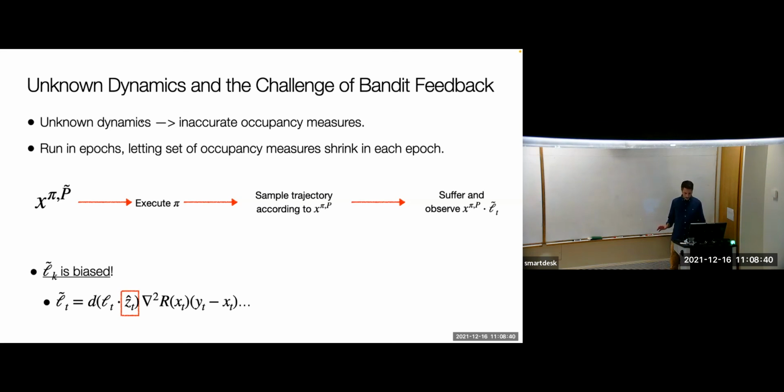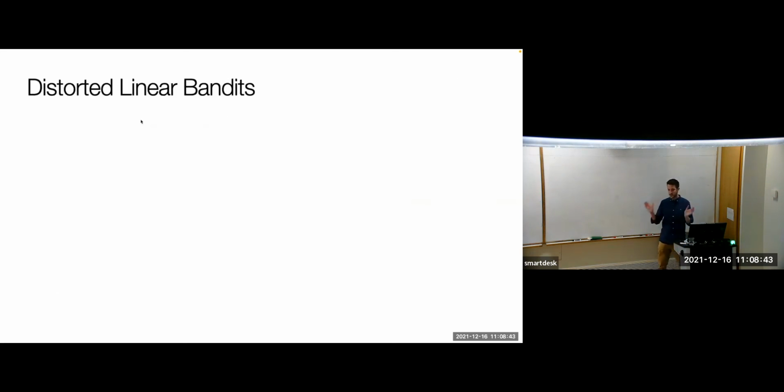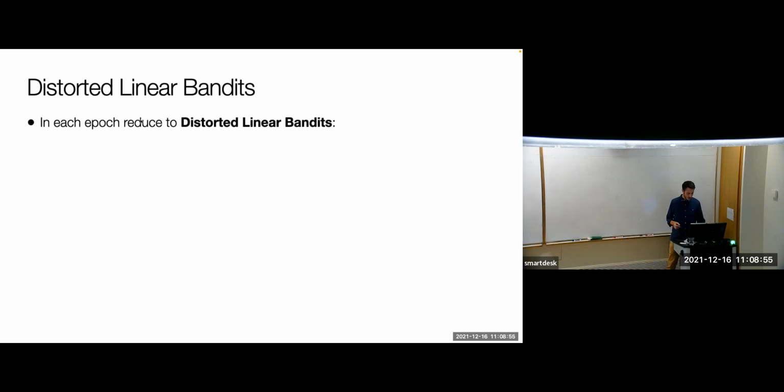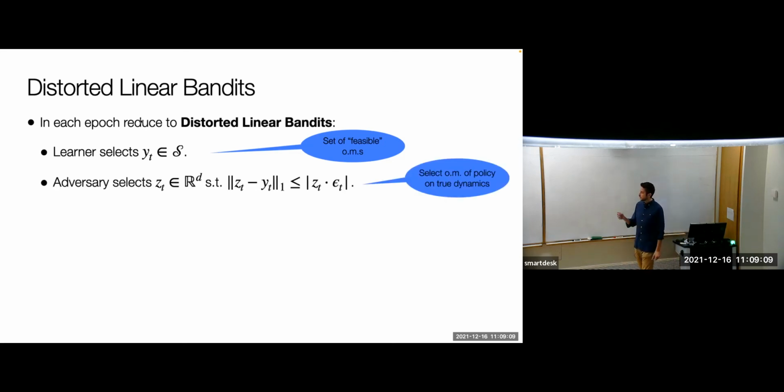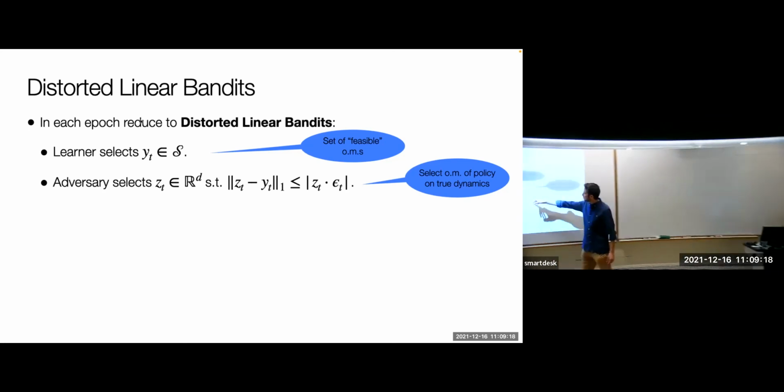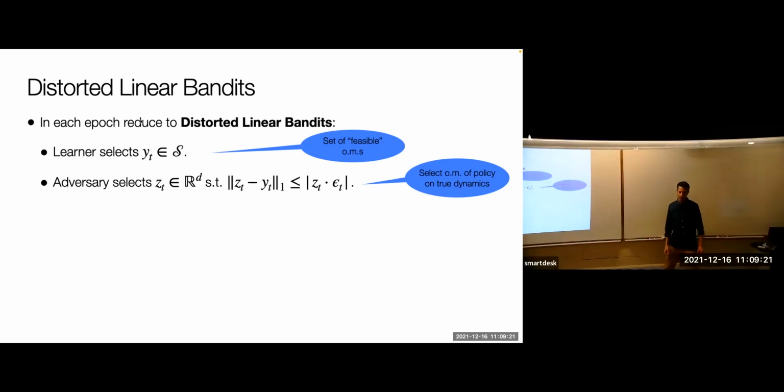First of all, let me frame the problem. Instead of reducing to adversarial linear bandits, I'm going to reduce to a different, novel setup called distorted linear bandits. In distorted linear bandits, I have some convex set S. I choose a vector YT in this convex set. This will be some occupancy measure. Then an adversary observes YT and shifts it to some ZT. The adversary doesn't tell me what ZT is, but I know that ZT is close to YT in terms of this epsilon.